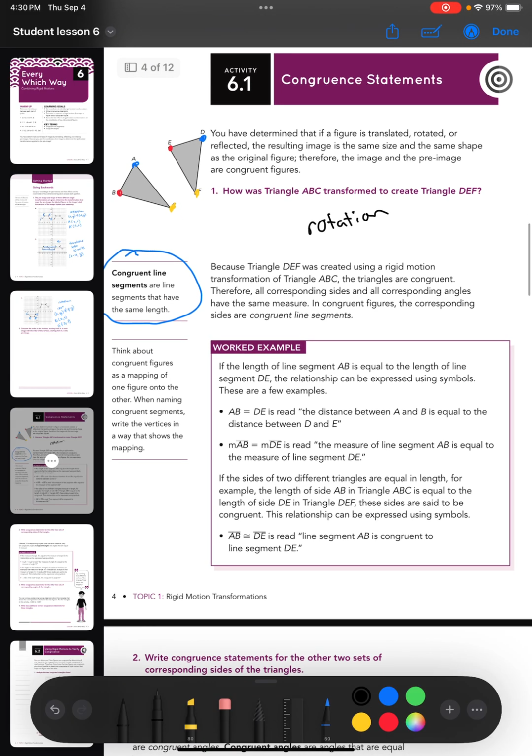Okay, and the worked example here says because triangle DEF was created using a rigid motion transformation, triangle ABC and triangle DEF are congruent. Therefore, corresponding sides and corresponding angles have the same measure. So that's the case in congruent figures. So the length of segment AB is equal to the length of segment DE. You might see it written like this: AB is equal to DE. The distance between A and B is equal to the distance between D and E. The measure of AB is equal to the measure of DE. So the measure of line segment AB is equal to the measure of line segment DE.